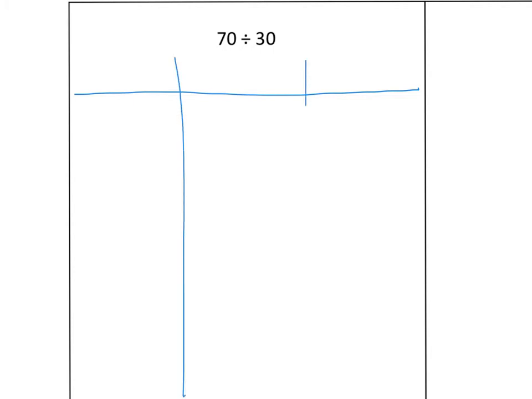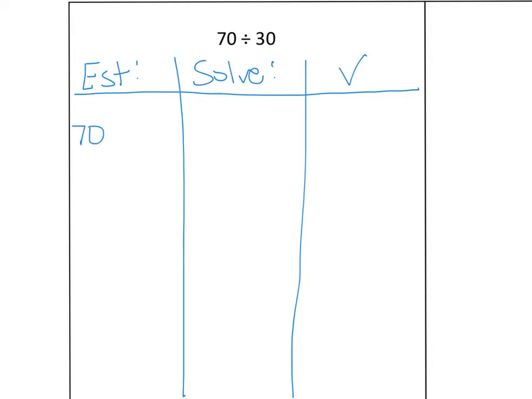70 divided by 30. So we are going to estimate first, then solve, then check. So let's break this area up into 3. So estimate, solve, and check. With estimation, we always start with what we have. So we have 70 divided by 30.